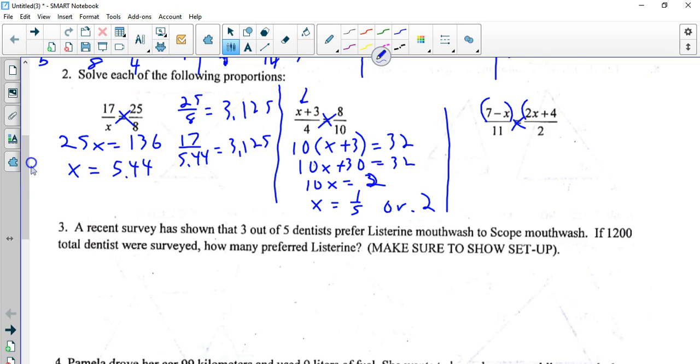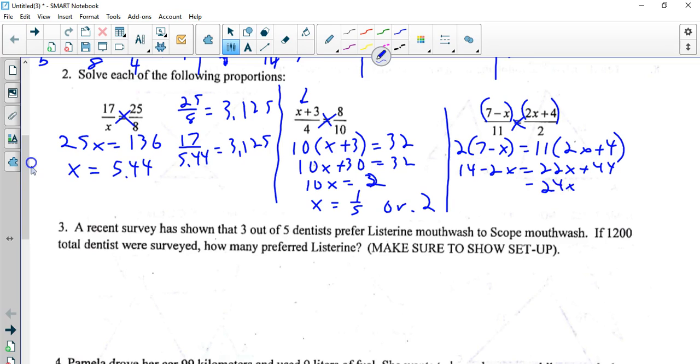You're going to multiply, go for your parentheses. So 2 times 7 minus x equals 11 times 2x plus 4. So 14 minus 2x equals 22x plus 44. Add 2x and subtract 44 and get negative 30 equals 24x. And when I divide, I'm going to get x equals negative 5 over 4, or negative 1.25. And again, if you plug that number in and divide, you will get the same decimal for each because they are equal.